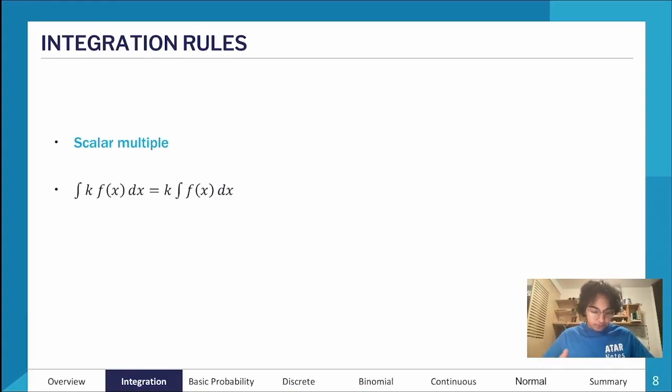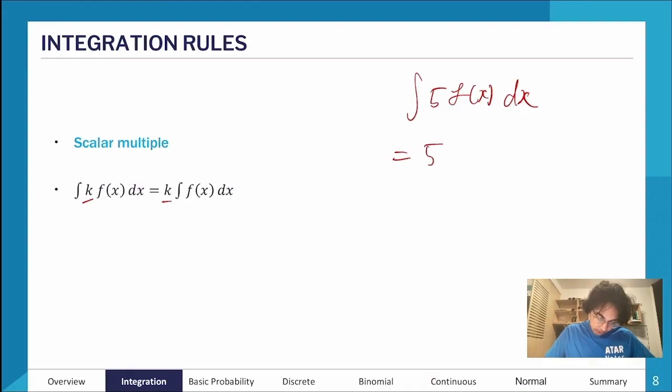Okay, so one rule with integration is that if I'm taking an integral and multiplying it by some constant, represented by k in this case, that constant can just be dragged out to the front. What do I mean by that? If I've got the integral of 5 times f of x, it doesn't really matter what it is, it could be x squared, that's the same as taking 5 times the integral of f of x with respect to x.